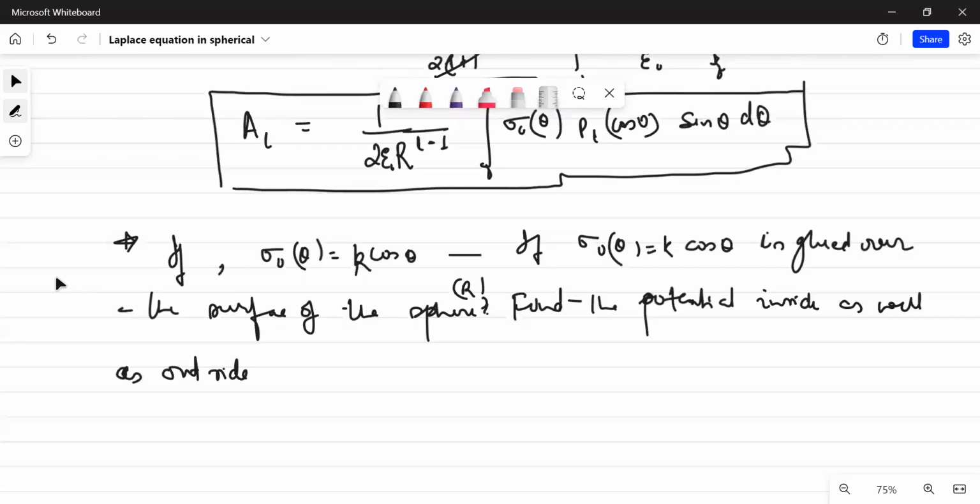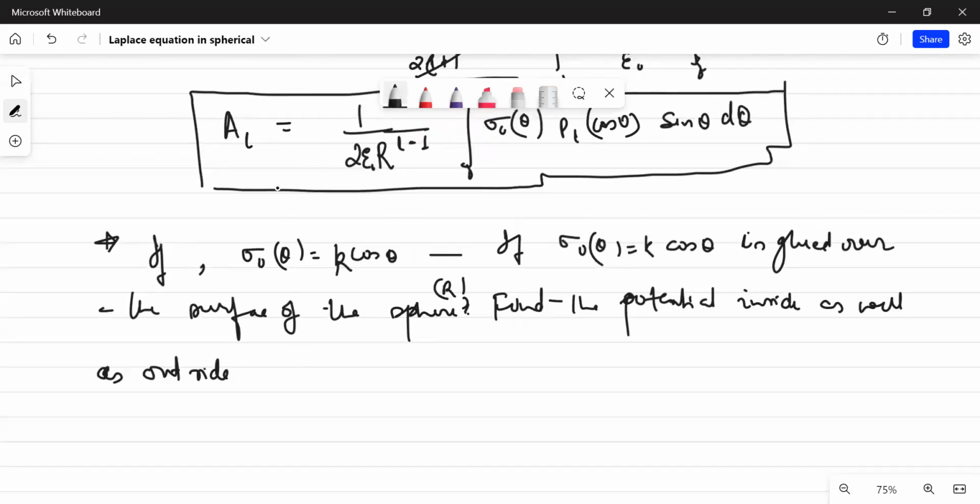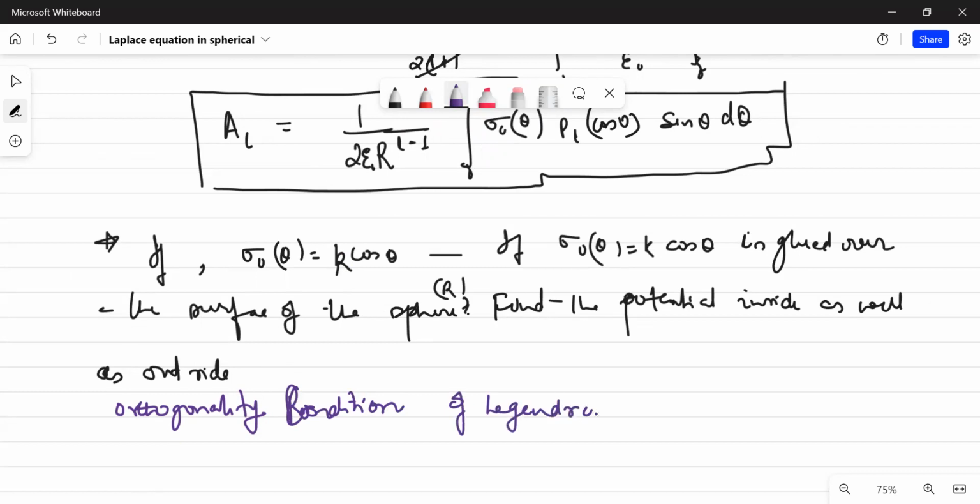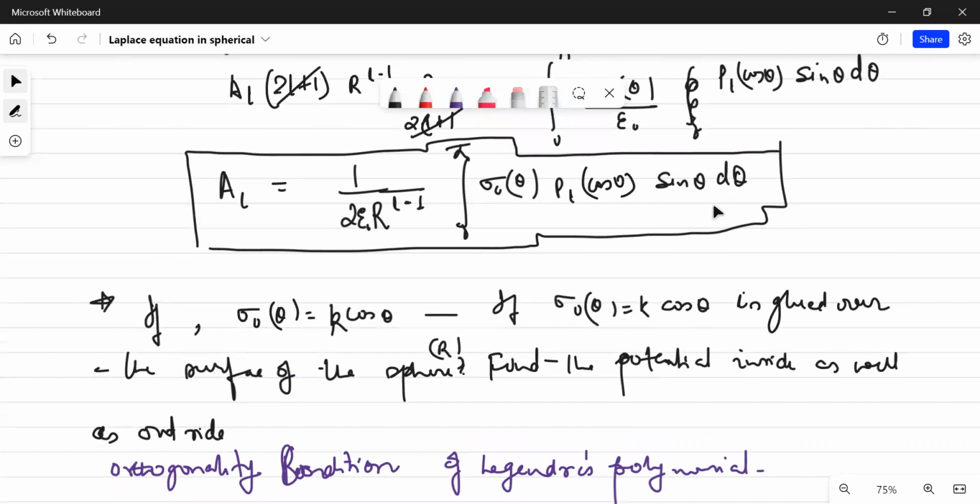Don't worry. So if AL is given, what I would do is simply use the orthogonality condition of Legendre's polynomial. Legendre's polynomial की orthogonality condition use करेंगे. देखो कैसे. So AL is given by 1/2 epsilon r raised to power L minus 1, and then you have 0 to pi sigma naught theta PL cos theta sin theta.